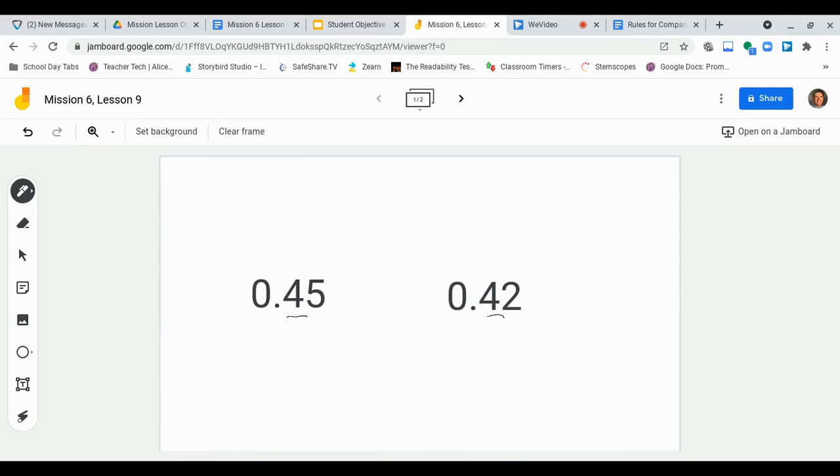That tells me I don't know which one is greater. I still can't tell because they're both 4. So then what do I do? I just move from left to right. So now I just move to the right a space. I'm going to look at the hundredths spot.